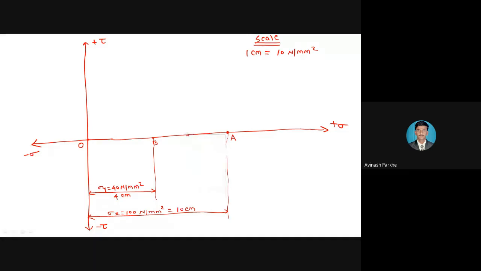Represent the center of AB as a point C. Take the point C. That means 3 centimeter from the B side and 3 centimeter from the A side.